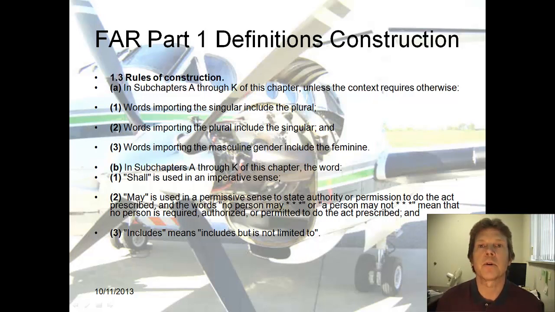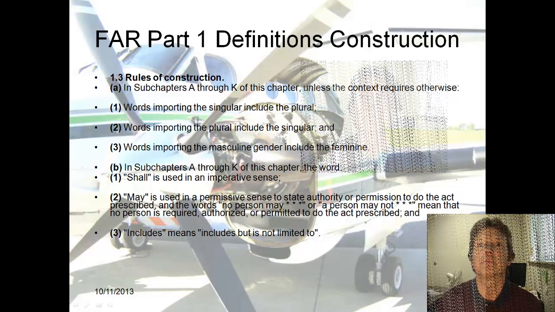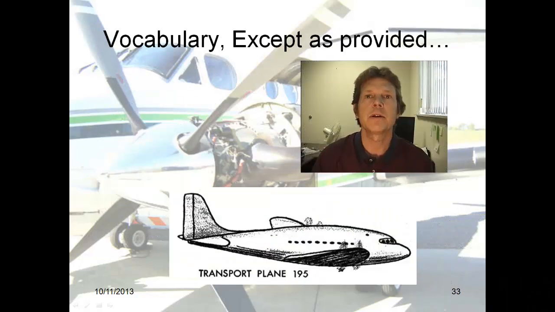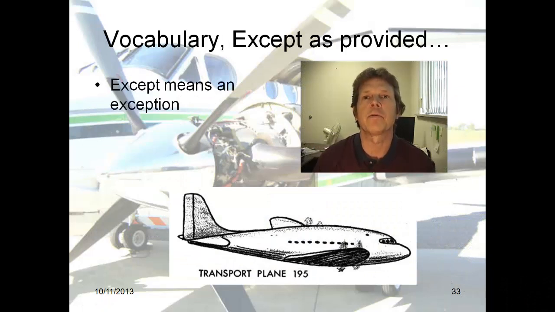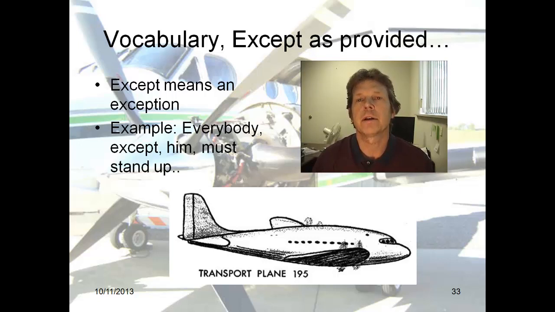This is also the section where they talk about what we talked about earlier, which is may and shall. This is FAR Part 1, Definitions and Construction. We'll see this over and over again in the regulations, the phrase except as provided. It's a lot of words, and they put it in a sentence, and it'll sound confusing, but all you have to remember is except. When you see this, it means that there's going to be an exception to the rule.